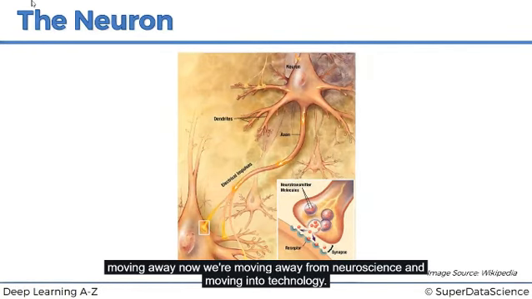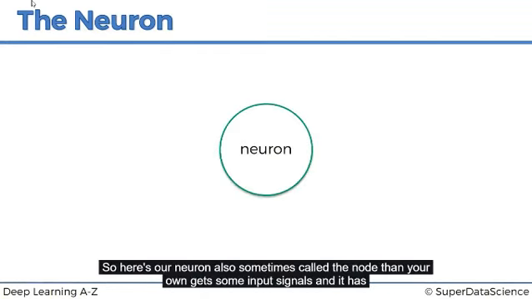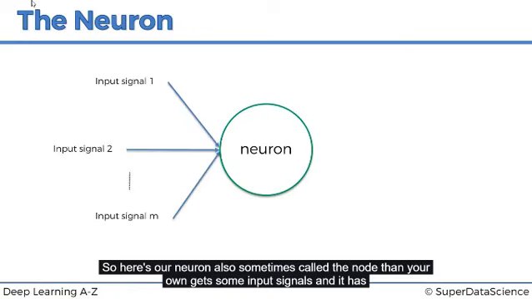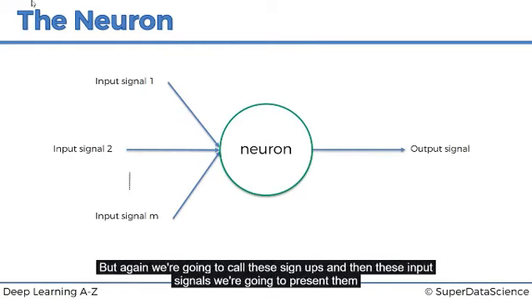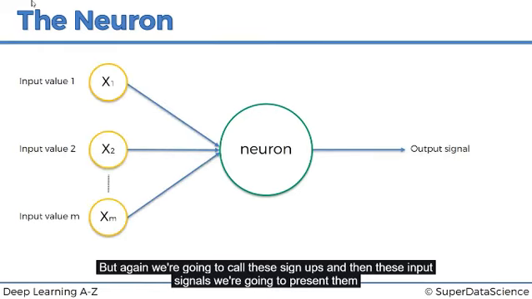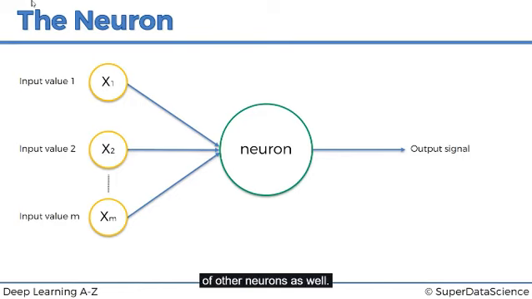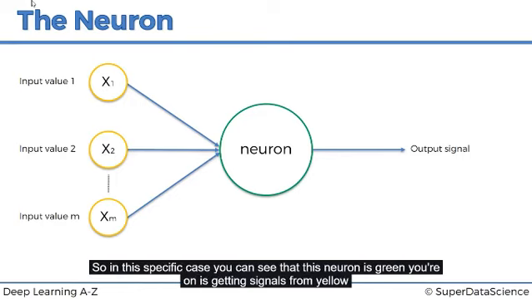So we're moving away from neuroscience and moving into technology. And here we go. So here's our neuron, also sometimes called the node. The neuron gets some input signals and it has an output signal. So dendrites and axons, remember, but again, we're going to call all these synapses. Then these input signals, we're going to represent them with other neurons as well. So in this specific case, you can see that this green neuron is getting signals from yellow neurons.